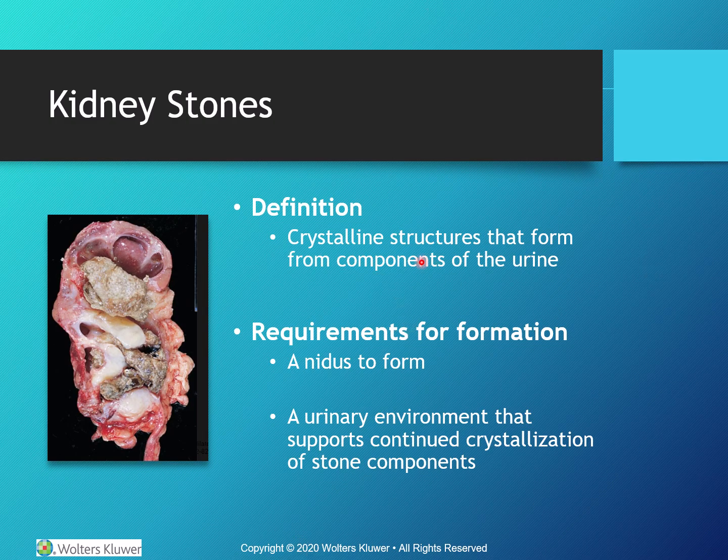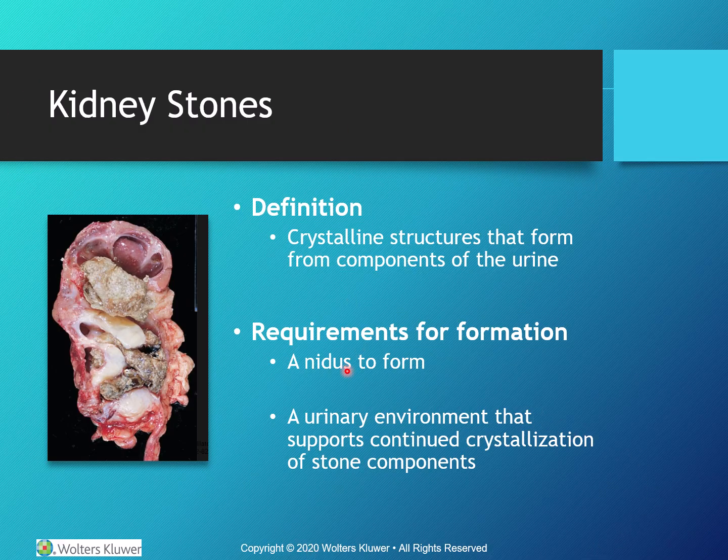As we mentioned, kidney stones are a really common cause of urinary obstruction. So the definition of a kidney stone is a crystalline structure that forms from components found naturally in the urine. The urinary environment is said to be something called supersaturated, meaning it has high levels of things like calcium salts, uric acids, magnesium, ammonium phosphates, cysteines. All of these things are different components that can form together to create a kidney stone.